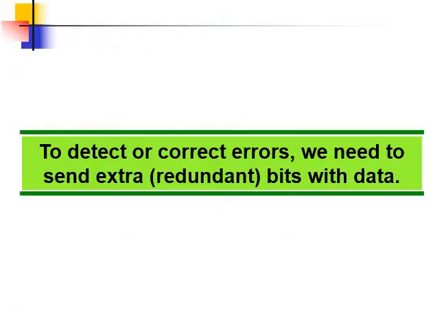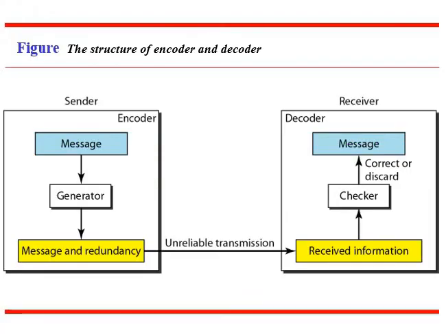Now the solution to detect these errors is to append or add some extra bits, which are called redundant bits. Means along with the information we send, we need to send some extra bits along with the message, called redundant bits. So this is the process.